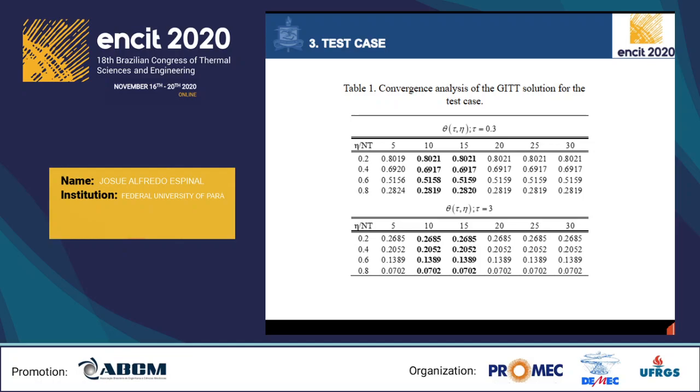Table 1 illustrates the convergence behavior of the GITT solution, where it is noted that the convergence rates for the dimensionless temperature are indeed satisfactory, requiring truncation orders of at most around 10 to 15 terms for attaining 4 significant digits in the analyzed cases.